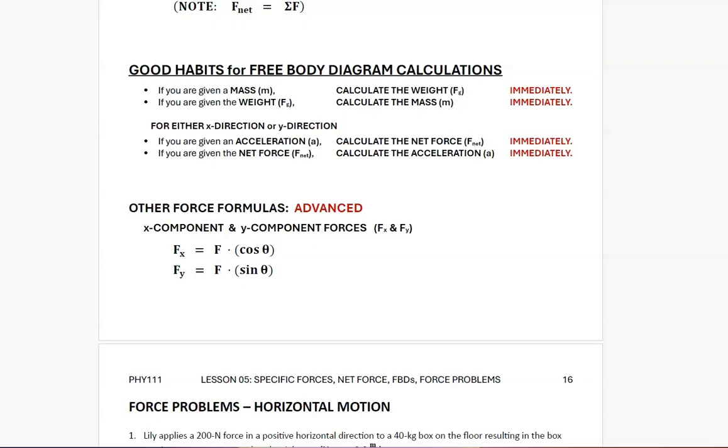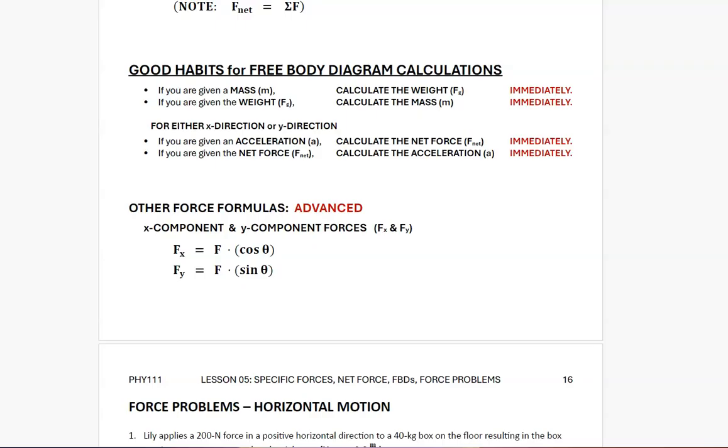And for either the x direction, that's horizontal, or the y direction, that's vertical, if you're given an acceleration, calculate the net force. If you are given the net force, usually you're going to have to determine the net force. But once you do, use the net force and mass to calculate the acceleration and do that right away.